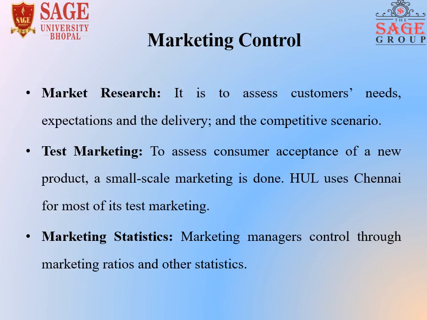Now we come to marketing controls. For marketing activities, we need different techniques like market research, test marketing, and marketing statistics. We use these techniques for the control of marketing activities. For marketing purposes, we need the assessment of customers' expectations, customers' requirements, and where they need the delivery. We also need to know about the competitors, about the competitive scenario of the market.